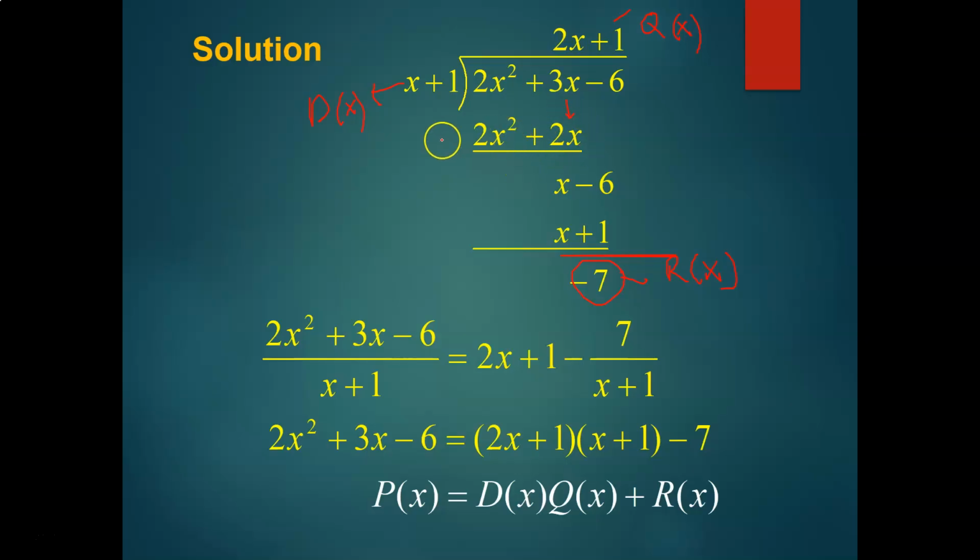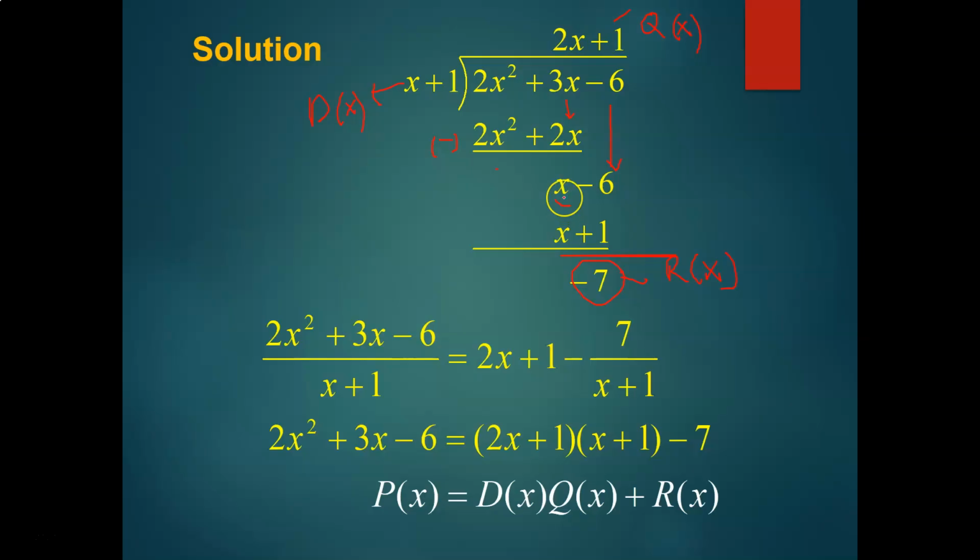So sekarang, you tolakkan dia. Minus this one. 2x square minus 2x square, you get 0. 3x minus 2x, you get x over here. Okay? So you dapat x. Ada x dekat sini. Okay, then kita bawa turunlah yang ini, negative 6. Ni bawa turun, ya, negative 6.